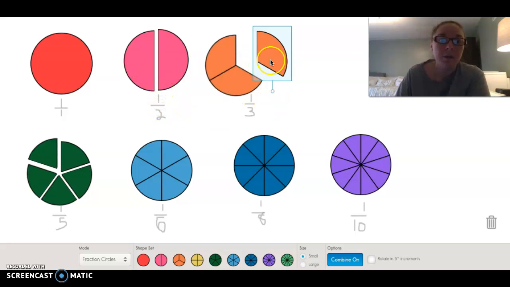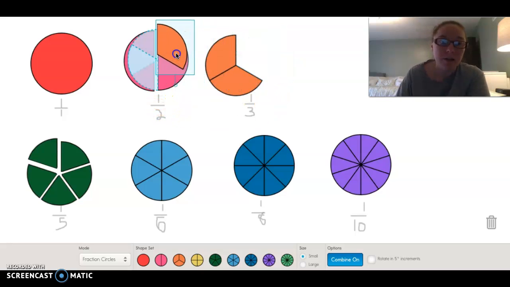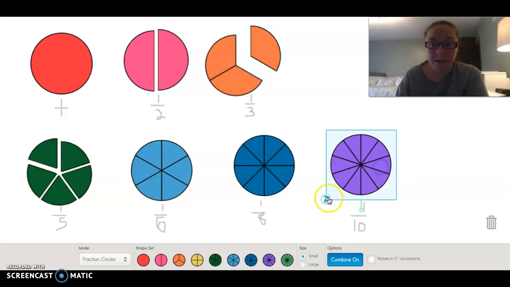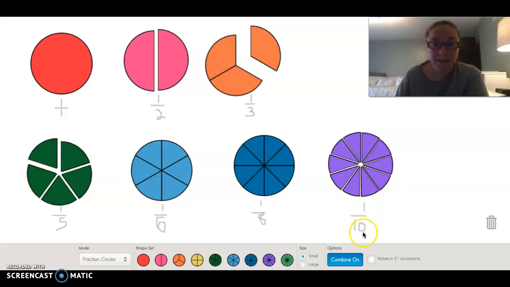As you can see, 1/3 is smaller than 1/2, even though 3 is greater than 2. Again, say it with me. The greater the denominator, the smaller the fraction share. Let's look at 1/10. 10 is a large number, but it's much smaller of a fraction piece than 1/2 is.